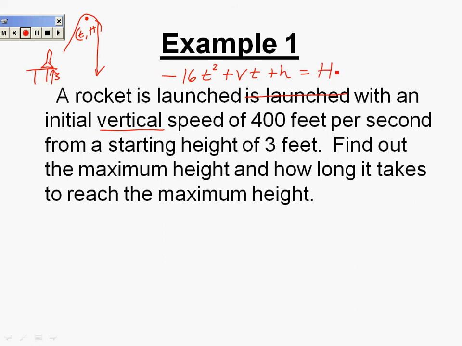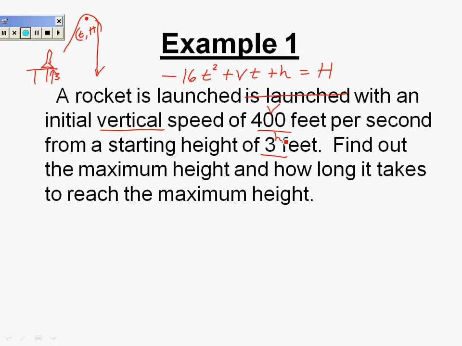So a rocket is launched with an initial vertical speed of 400. What's that number going to be? That's our v, our velocity. From a starting height of 3, that's our lowercase h. Find out the maximum height and how long it takes to reach the maximum height.